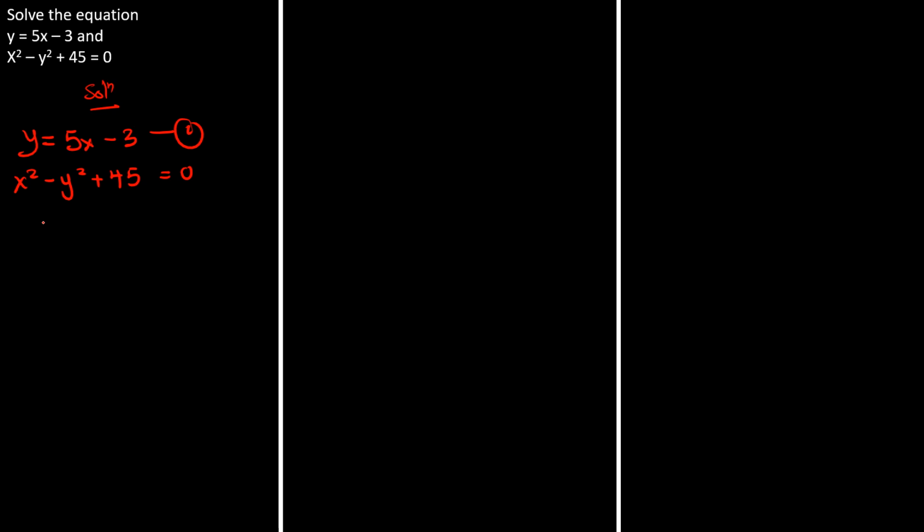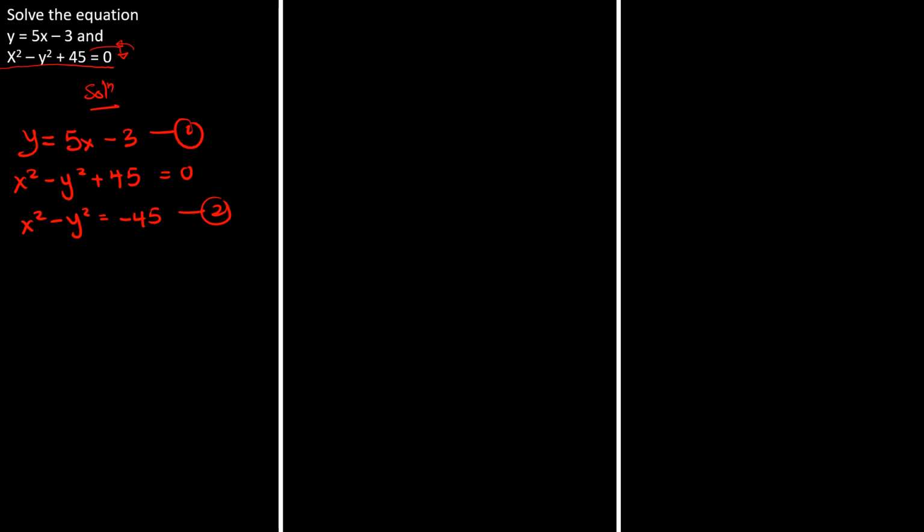Before I make it equation 2, let me just simplify it a bit, because x squared minus y squared is equal to negative 45. After that, this is equation 2.